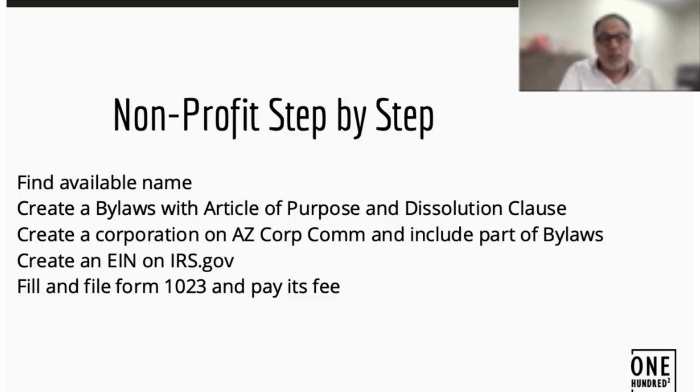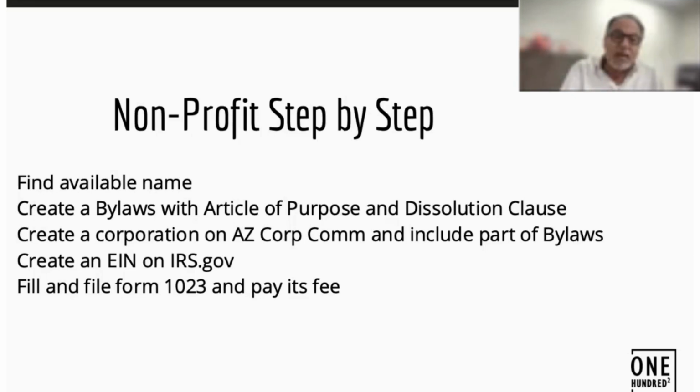When you file your form 1023, they will go to your state or the AZ Corpcom, and if you don't have those two items on your Corpcom, they will reject the application. They will take the $600, obviously, but they will reject your application, and then they will give you 30 days to correct it and refile. You don't have to pay again if you file it on time, but you have to correct it in the AZ Corpcom before you do that.